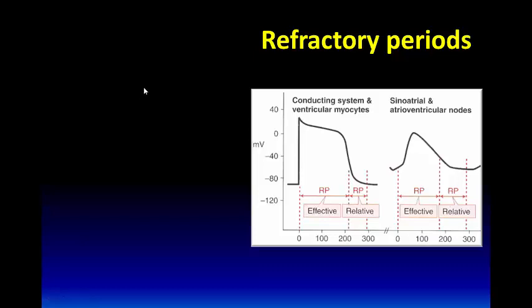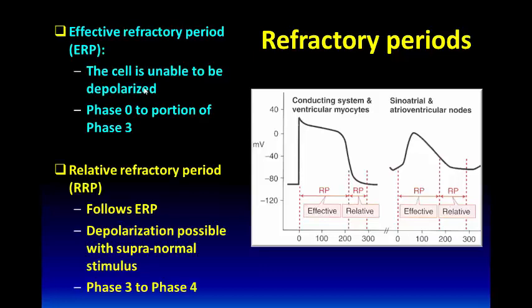An important property of the excitable tissues is the refractory period. In fact, we have two types of refractory periods. Effective refractory period, where the cell is unable to be depolarized.